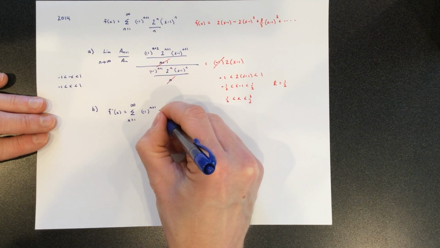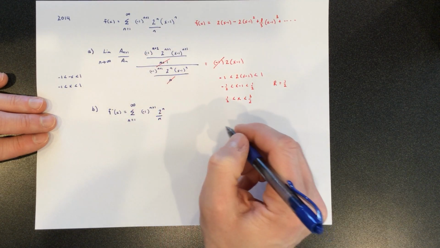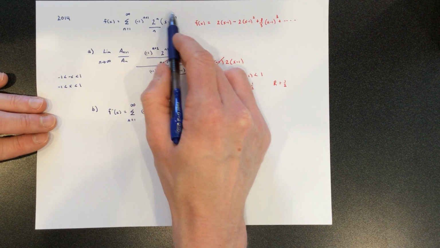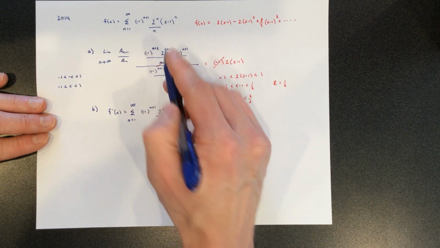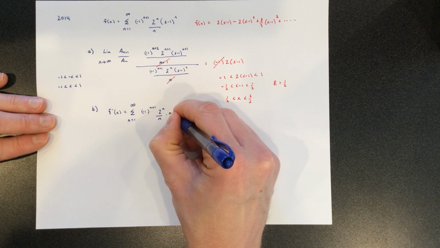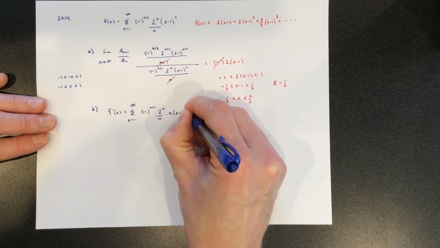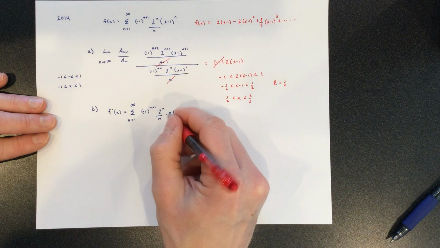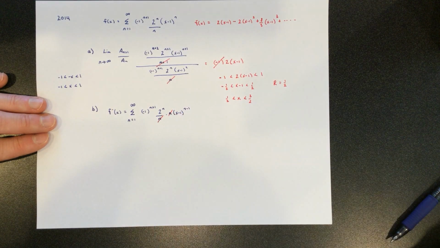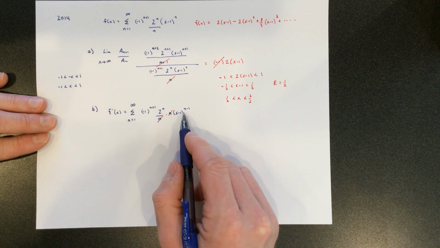This is just 2 to the n over n. We don't have to worry about that. We're taking the derivative with respect to x, right? So take the derivative, bring down the power, decrease the power by 1. Those n's happen to cancel, and we're left with a function for the derivative.